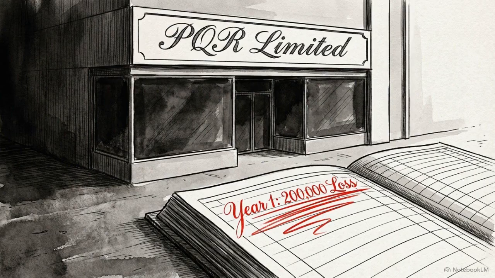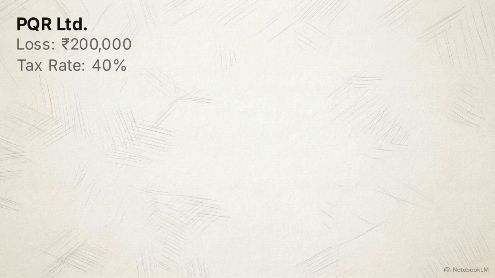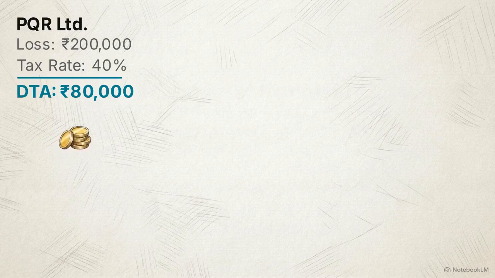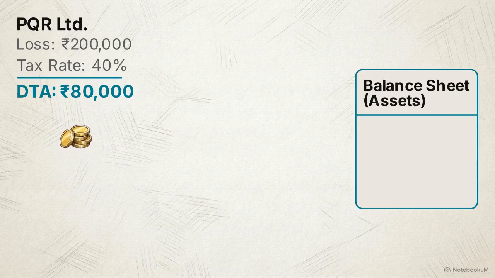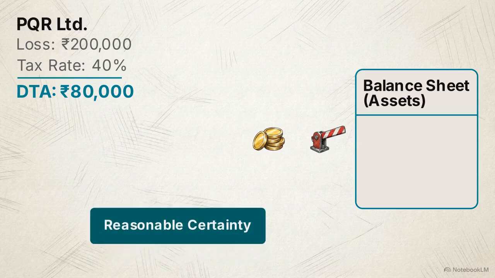Take the case of PQR Limited, which sustains a $200,000 loss in its first year, generating a carry-forward tax loss. With a 40% tax rate, PQR mathematically has an $80,000 deferred tax asset. However, AS-22 halts the automatic recognition of this asset. A strict prudence constraint dictates whether it can actually be placed on the balance sheet. The baseline rule requires a company to demonstrate reasonable certainty that it will generate enough future taxable income to realize the benefit of the asset.